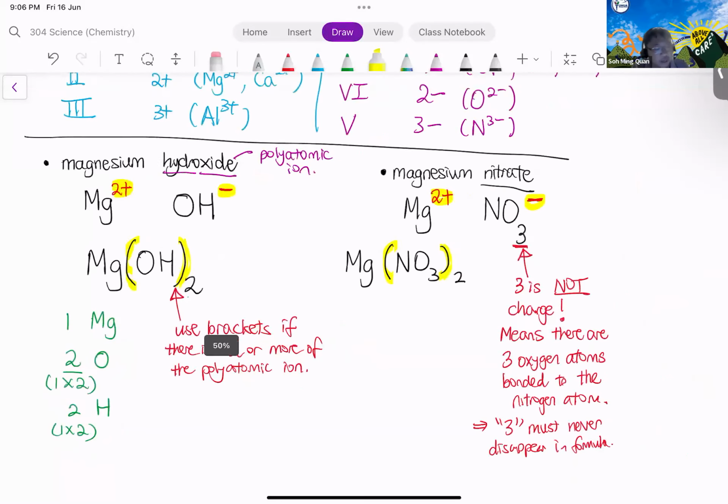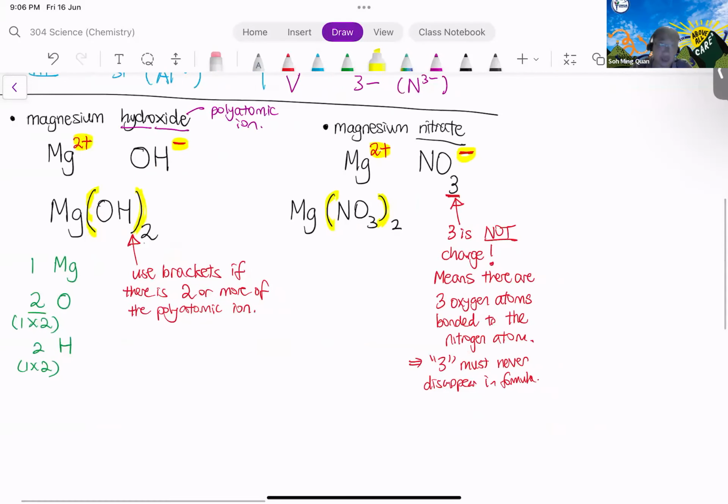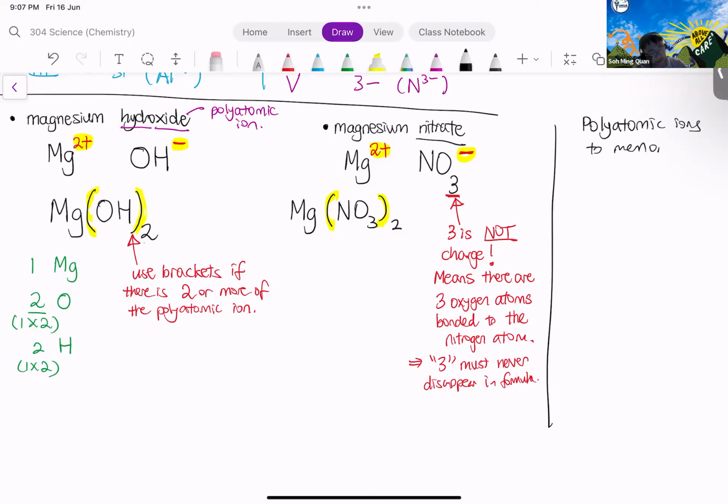Okay. Now, at this juncture, you might be thinking, okay, so quite clearly, you need to memorize the polyatomic ions. If you do not memorize the polyatomic ions, you will not make much progress in this particular aspect of chemistry. And this is the reason why, for those attending the lesson today, you must make it a point to learn the polyatomic ions. How many of them are there? Not too many, thankfully. So now let's list down the polyatomic ions to memorize.